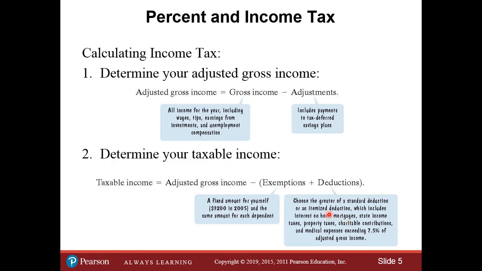Which makes sense, right? Now, itemized deductions include interest that you may have paid on a home mortgage, state income taxes, property taxes, charitable contributions if you've given to charity, donated items to like the Salvation Army, to your church or what have you, and any medical expenses that exceed 7.5% of your adjusted gross income. Okay, so anything equal to and below 7.5% is not included, but any amount over that 7.5% of your adjusted gross income is deductible. Okay.